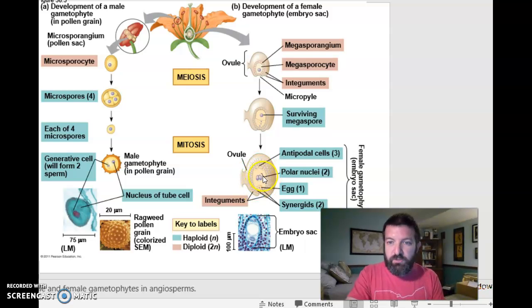These polar nuclei are essentially two haploid nuclei in one cell, and they will also get fertilized by the second sperm. That's why this is called double fertilization, because you have two sperm, one for the egg, one for the polar nuclei. That all fuses, and you end up with a 3N cell up here. So you end up with a 2N zygote, just like you'd expect from sexual reproduction, and then a 3N, what's called an endosperm. And this will end up being, usually in most seeds, what has a lot of energy to sustain the embryo when it's growing.